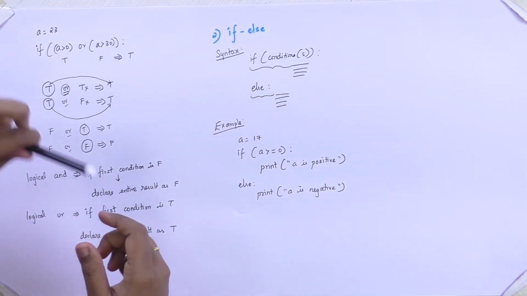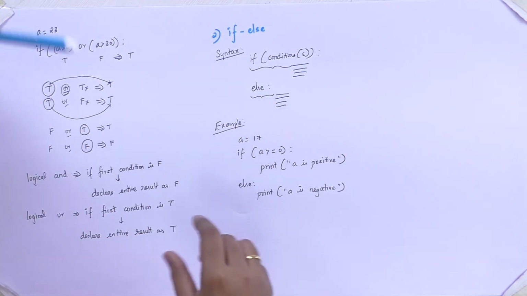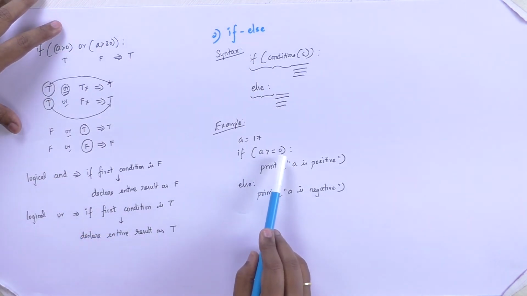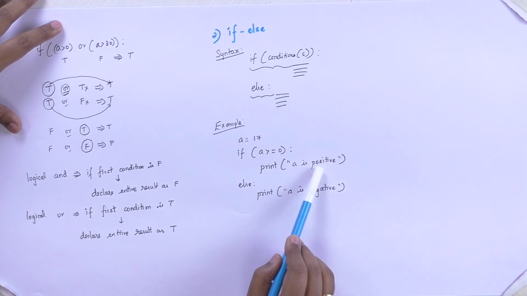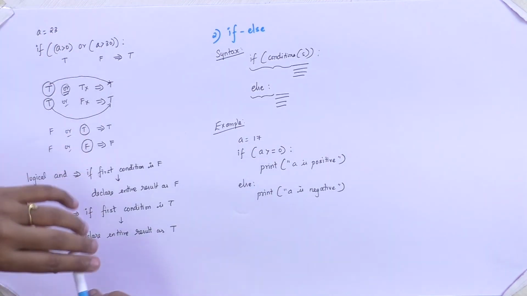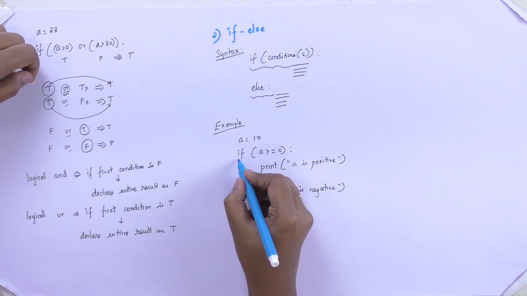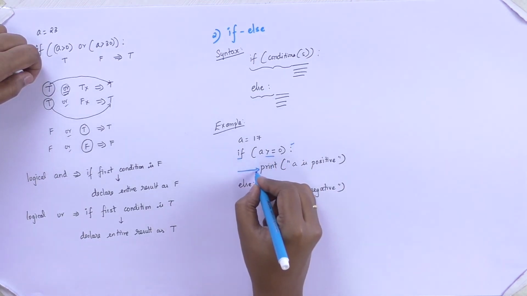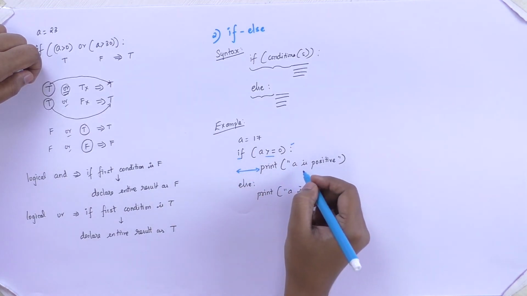So now you might have understood what I've written. I'm having a variable A with a value. I'm checking whether it is greater than or equal to 0. If yes, it is positive. Else, obviously, it is less than 0, then it will be a negative number. So you can see here I've given if followed by a condition and colon, and I've given a proper spacing for all the instructions inside the if block.